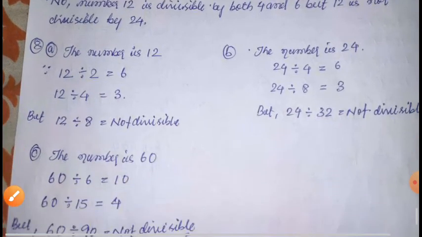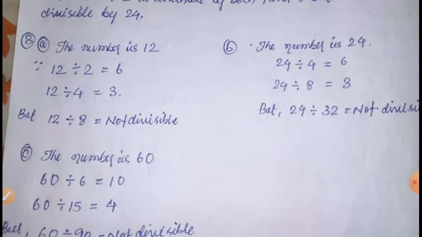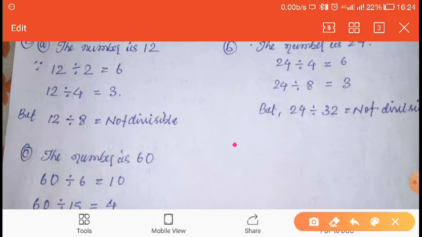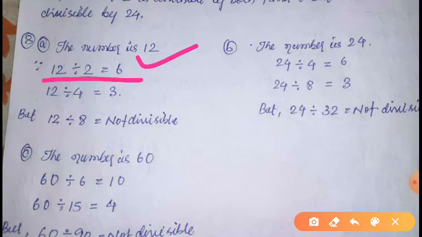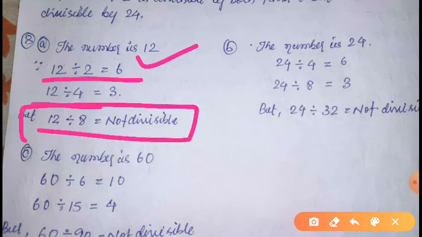Now next is question number 8. This is an easy question. They have asked us to give a number which is divisible by 2 and 4 but not by 8. So we can take something simple. If we take 12, you can see 12 is divisible by both 2 and 4, but it is not divisible by 8.